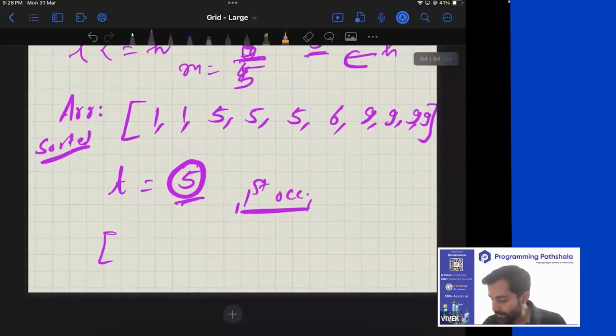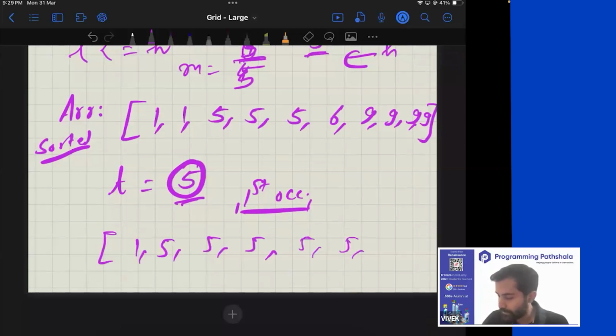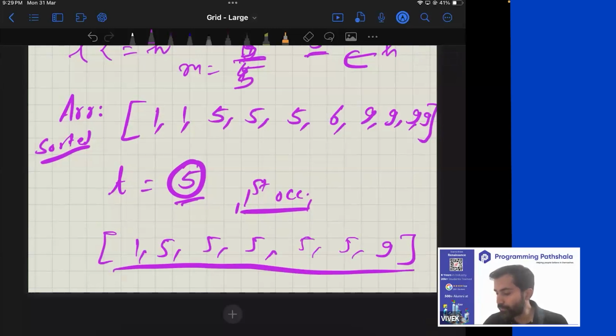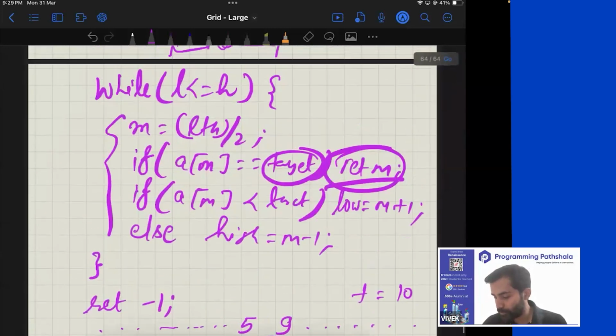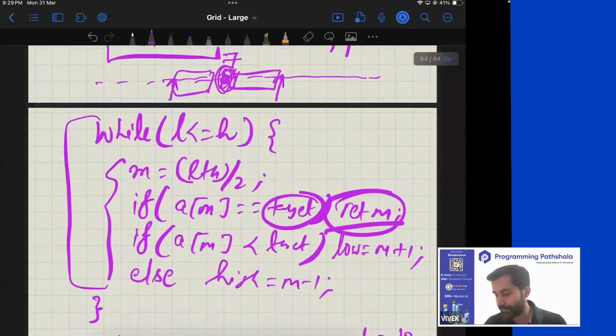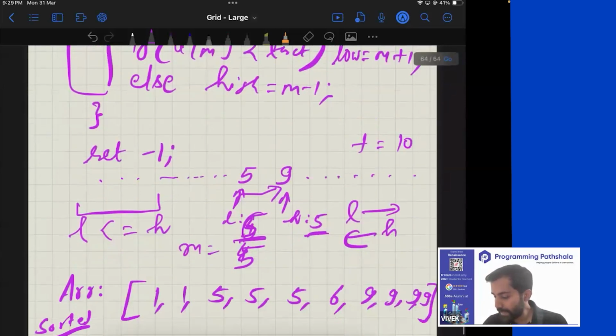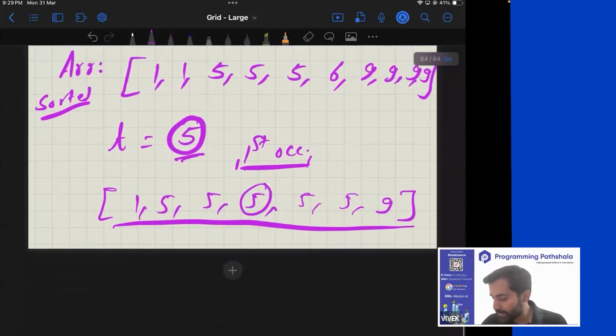If you had an array, let's say 1, 5, 5, 5, 5, 5, 5, 9, something like this. The moment you perform the first iteration of your for loop, when this loop runs for the first time, you will get a mid, and that mid could probably be something like this. And the moment you see this index is 5, you will return this index, but that is wrong because the first occurrence is not this index, it is rather this index. So what to do? How to handle this case?